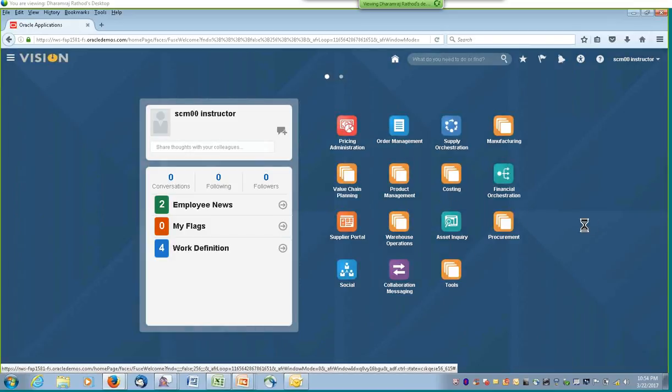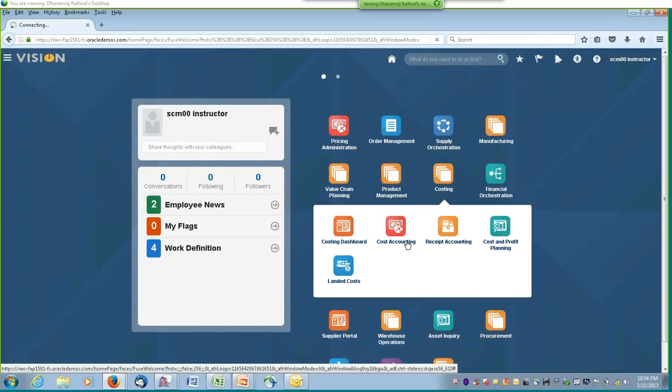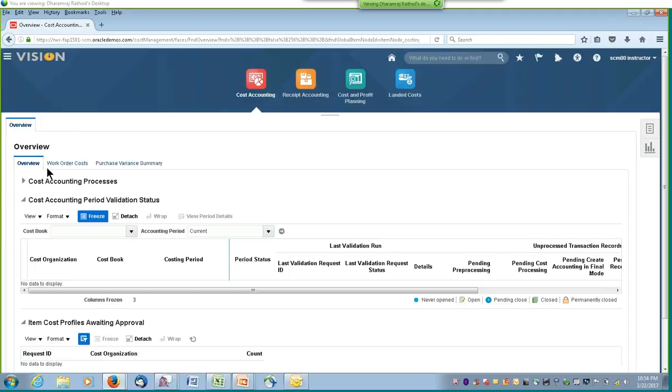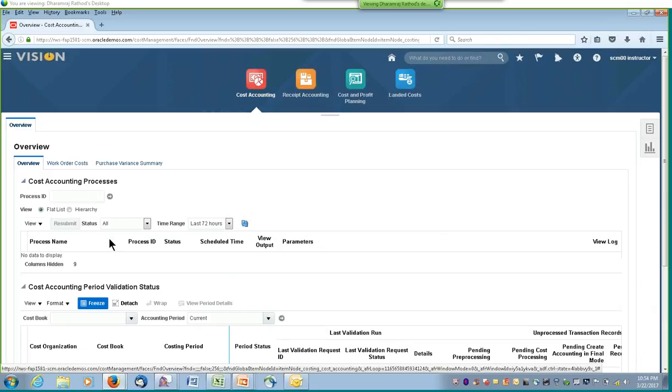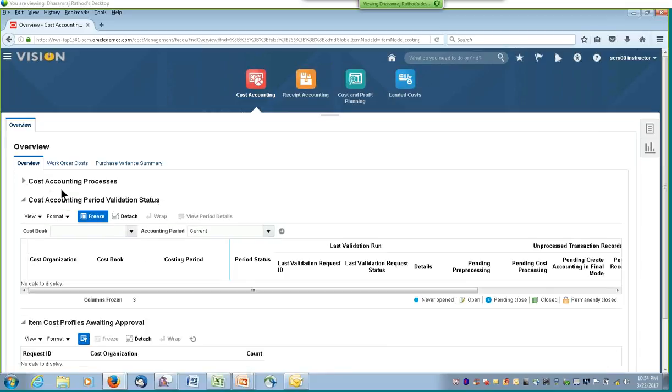So I'll go over costing, and within costing I'll go over cost accounting. Within cost accounting, there is a landing page where you would be able to look at various statuses of your ESS job. So you have cost accounting processes, nothing but the cost process. When you run it, you will be able to see the status of it.